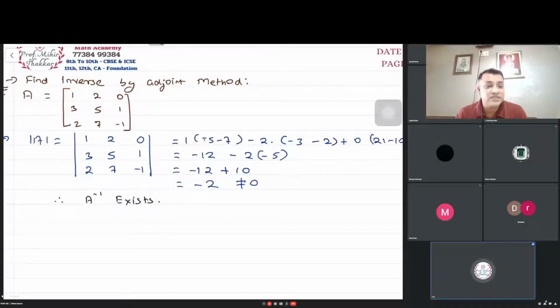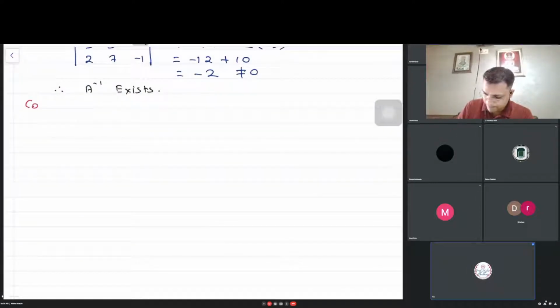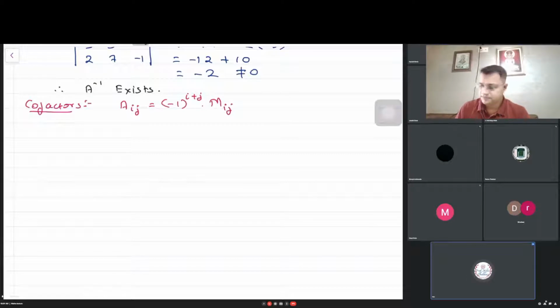Now because A inverse exists, I have to calculate the adjoint of this matrix first, and then I have to calculate the inverse. In order to calculate the adjoint, I have given you the steps which say that you have to first of all calculate the cofactors. Let us write the formula for cofactors. Cofactors have a formula Aij, which is (-1) to the power i plus j multiplied by Mij.